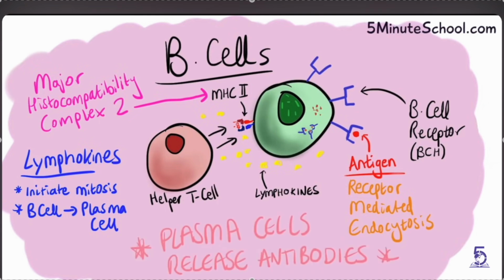And the main function of plasma cells is to release antibodies. These antibodies that are produced by the plasma cells are specific to the antigen that was initially bound onto the B cell in the first place.